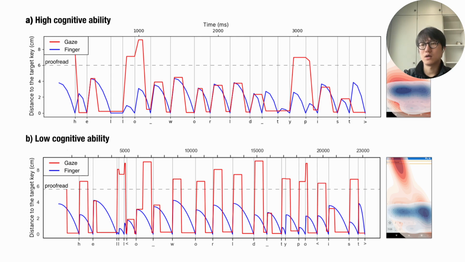When set for low cognitive ability, the model applies the strategy of proofreading after each keystroke. Finger movement is slow to ensure accuracy, and the gaze always takes time to check what has been typed.